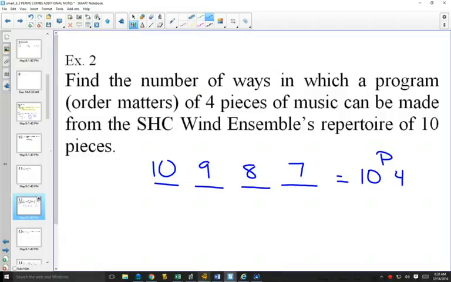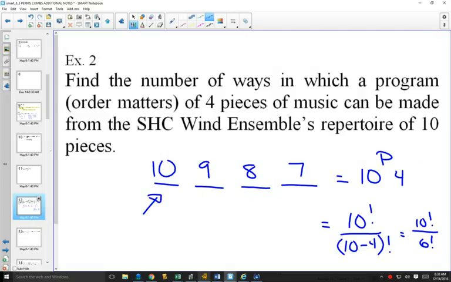Of course, what does that 10P4 according to the formula mean? It means 10 factorial over 10 minus 4 factorial, which is 10 factorial over 6 factorial. And if you expand the bigger one, do you see that you would end up getting 10 times 9 times 8 times 7, because the 6 factorials would cancel out.